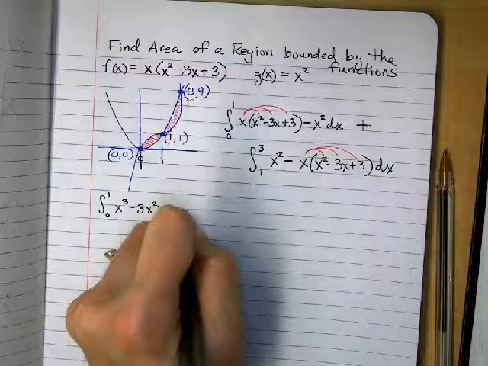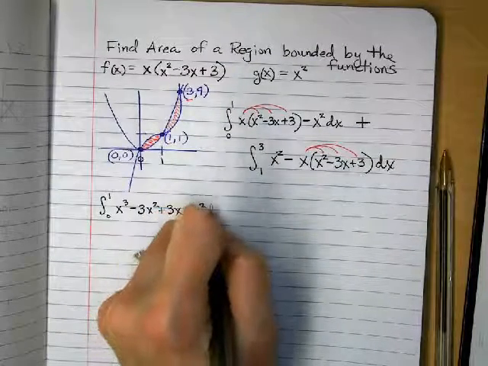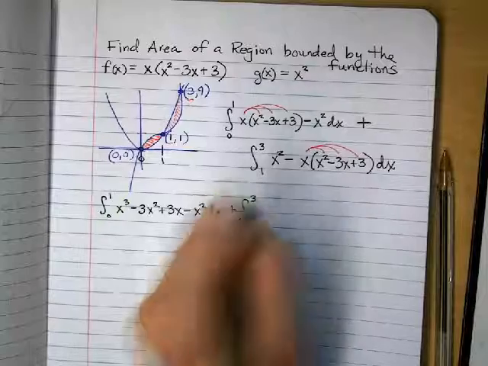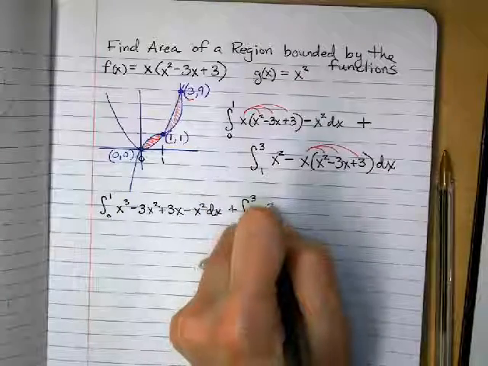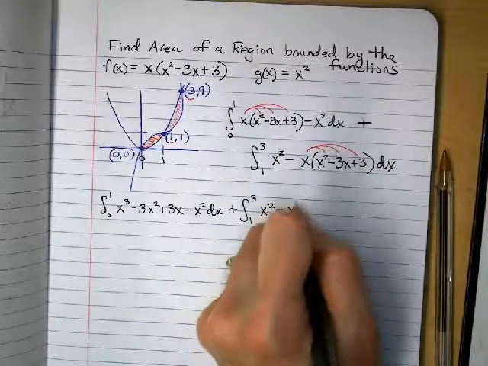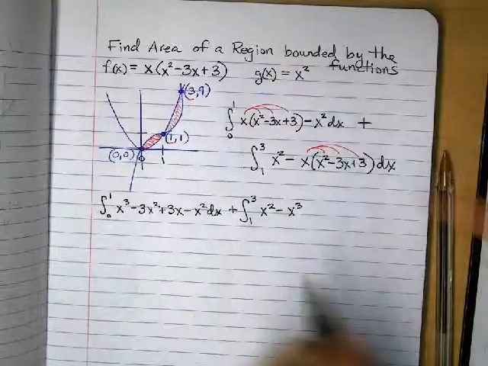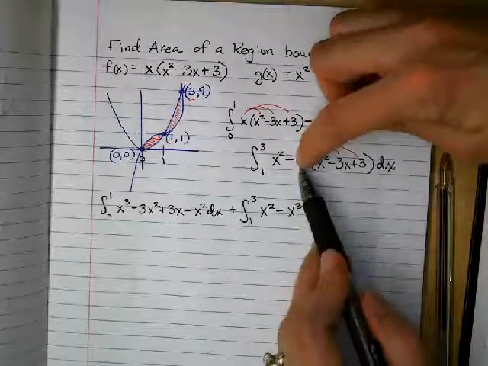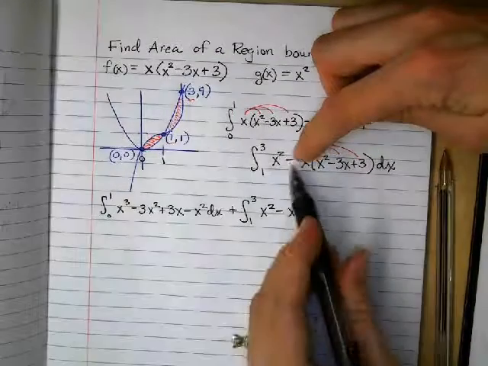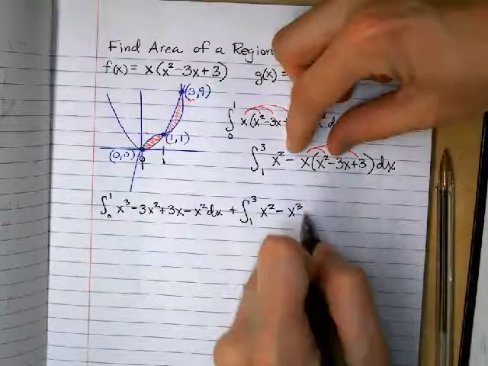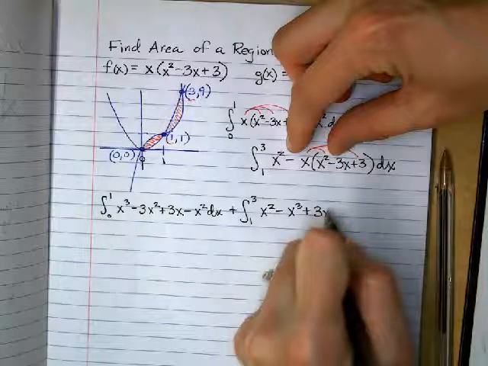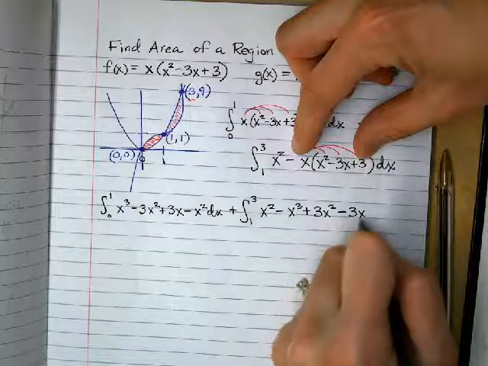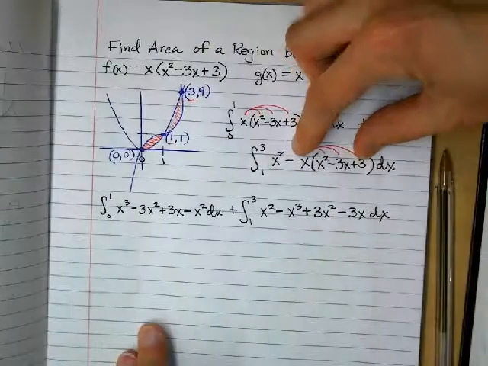Okay, then I have another integral from 1 to 3. And this one's x squared minus x to the third. Now you're distributing this minus x, so it's minus x to the third. When you distribute the next one, it's going to be plus 3x squared, and then minus 3x dx. So the algebra you're going to have to be really careful on, because there's a negative sign right here.